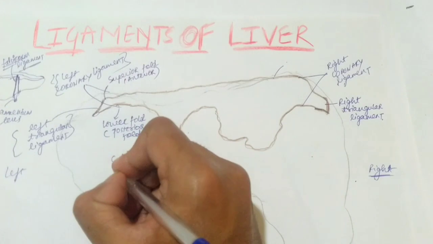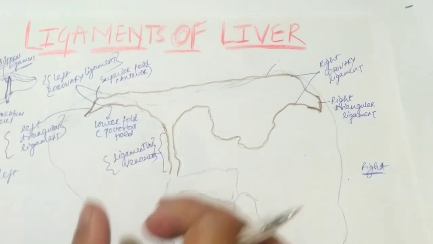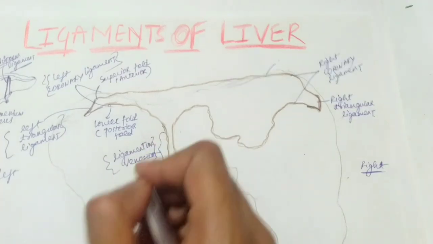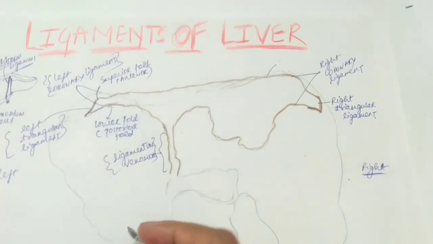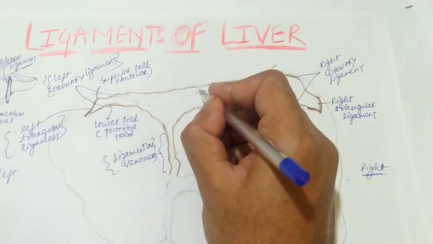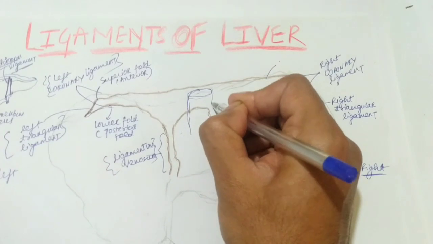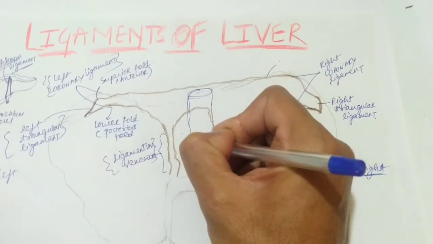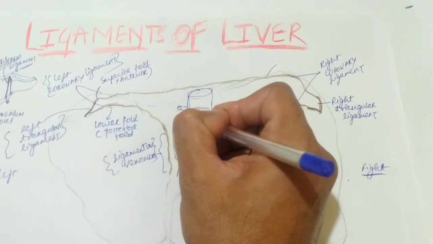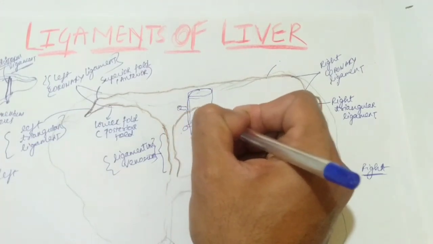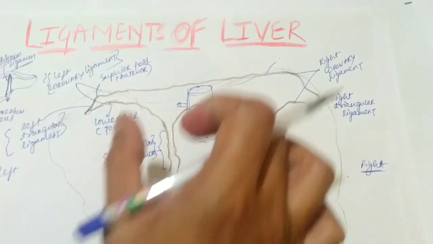So this is actually a remnant of your ductus venosum in the fetal stage, the obliterated part of the ductus venosus. In this it is called the ligamentum venosum. This continues in here, and here there is the groove for your inferior vena cava. Here is your inferior vena cava, and these are your hepatic veins. The hepatic veins drain the blood into this inferior vena cava.